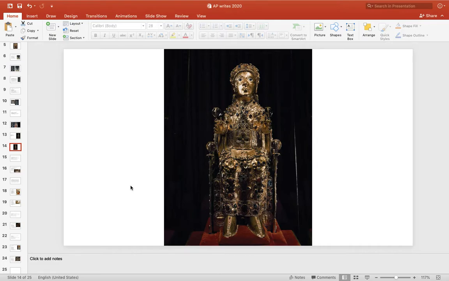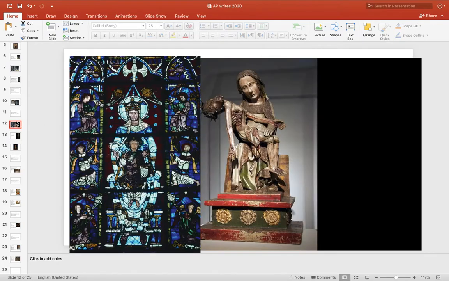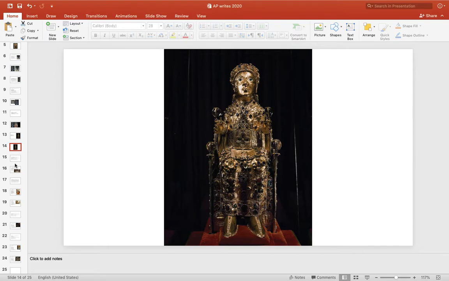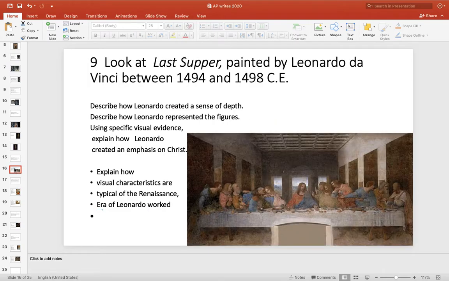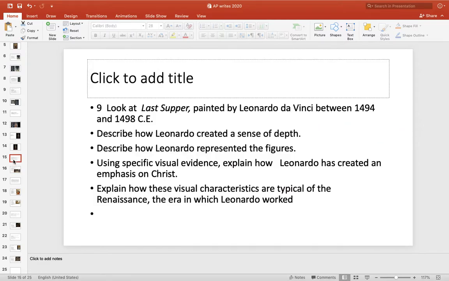AP rights from the Renaissance Early Christian unit. We did the Gothic and Romanesque last time, so let's go to the Renaissance. You want to know Michelangelo, Leonardo, and Raphael really well. Here's a couple of actual prompts.